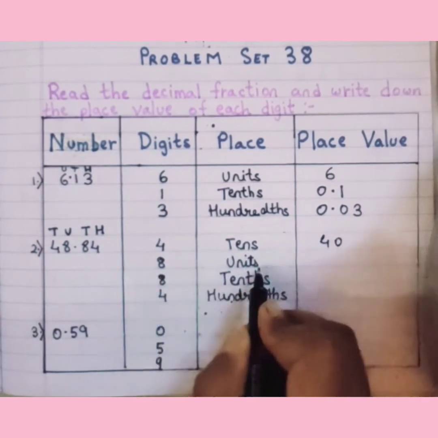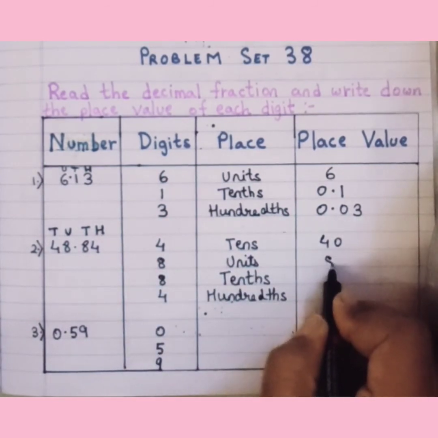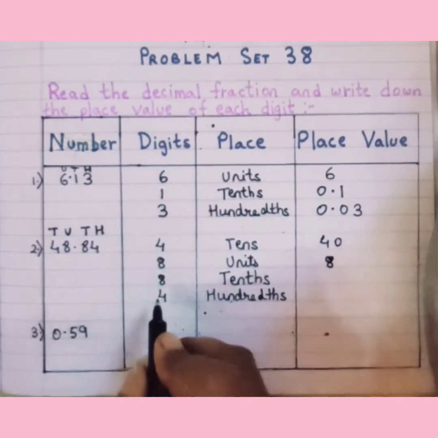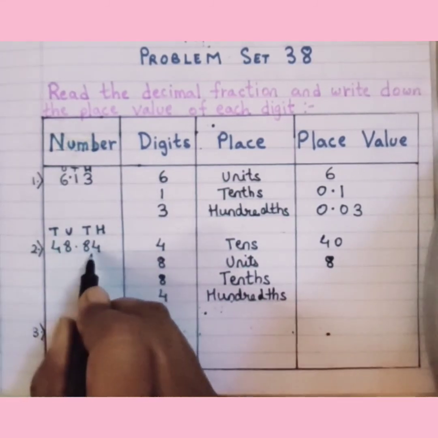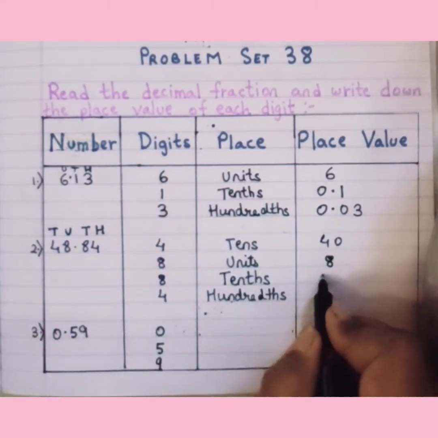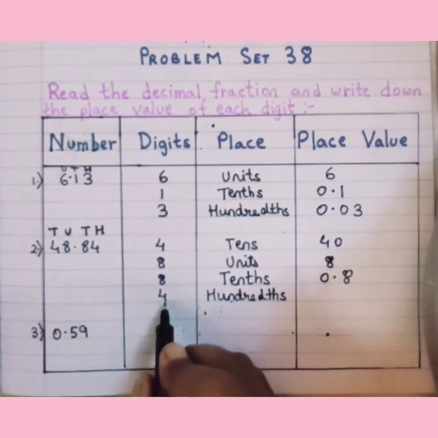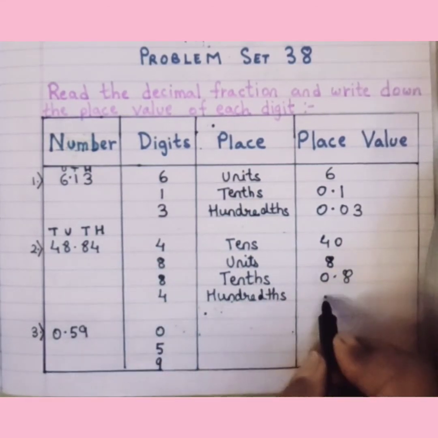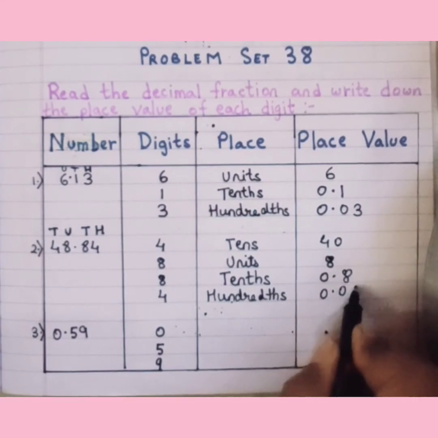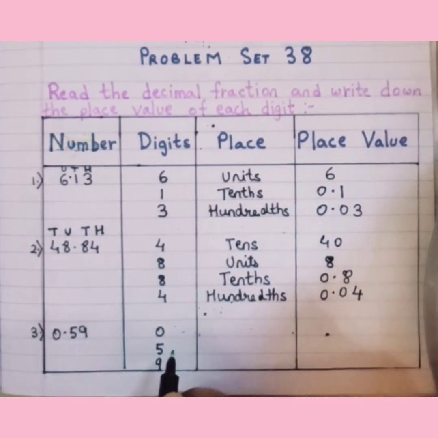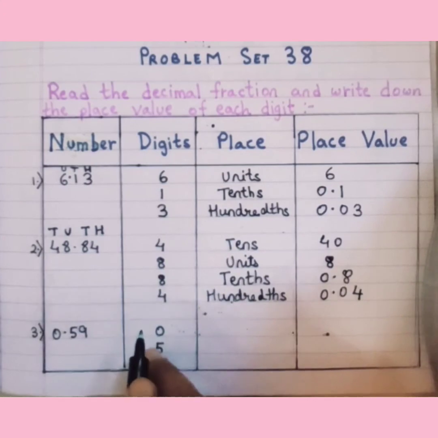Now 4 is in tens place, that means it will be 40. 8 is in units place, that means we will have 8. Again 8 is after the decimal point, so it will become 0.8. 4 is in hundredths place, that means 0.04. Did you understand the sum?